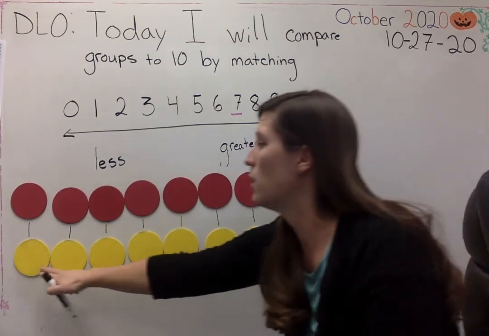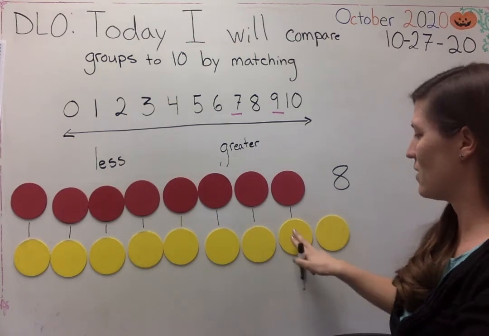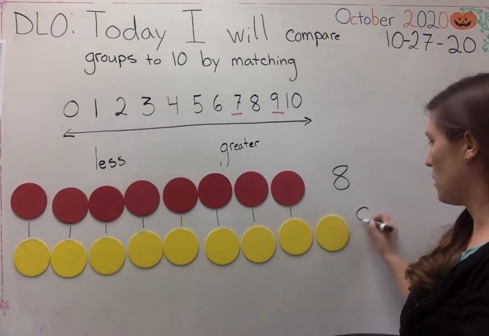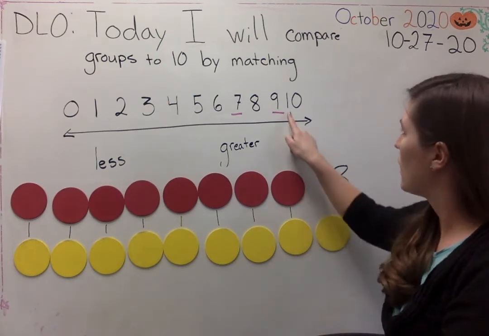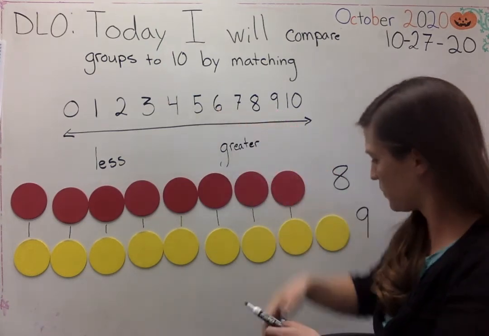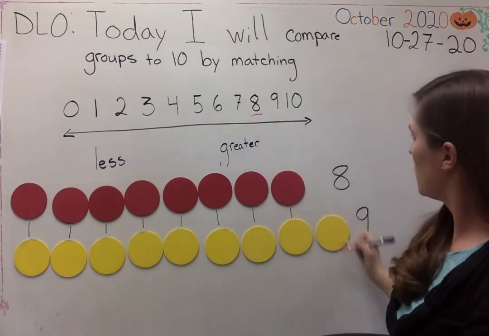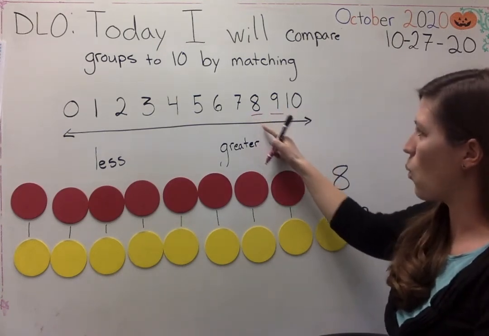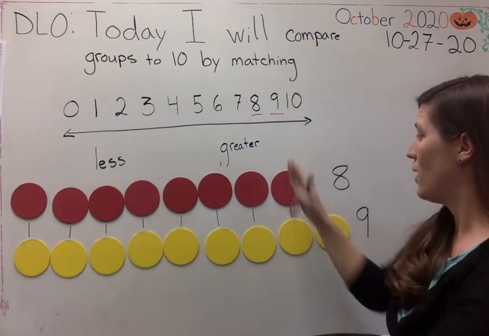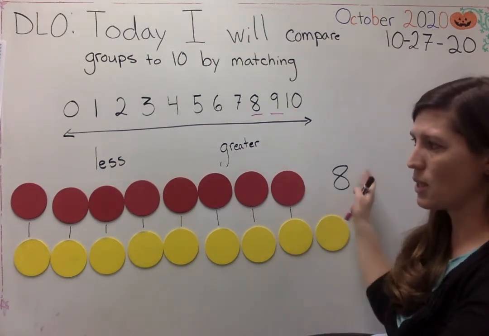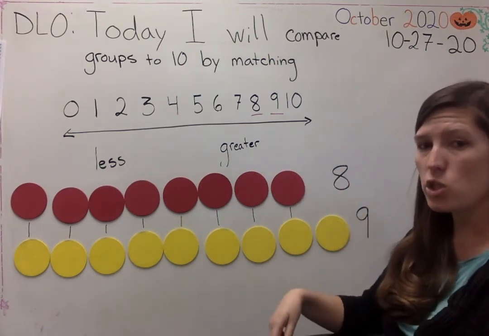Let's count our yellow. 1, 2, 3, 4, 5, 6, 7, 8, 9. Make a loop and then a line. That's the way you make a 9. Now I'm going to mark them up on my number line so I can see. I've got the number 8 and the number 9. 9 is 1 more than 8, so I know that 9 is greater than 8, but I'm looking for which one is less, not as many. Which number is less?